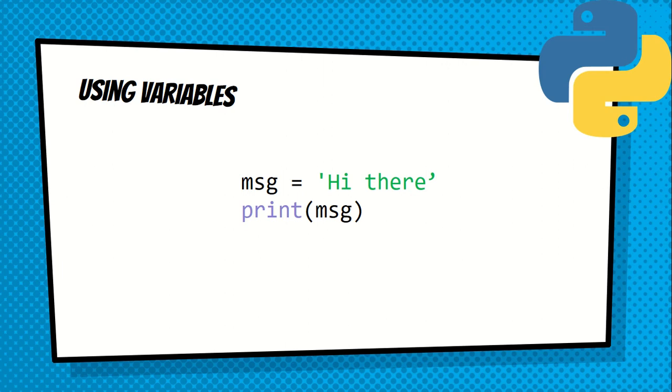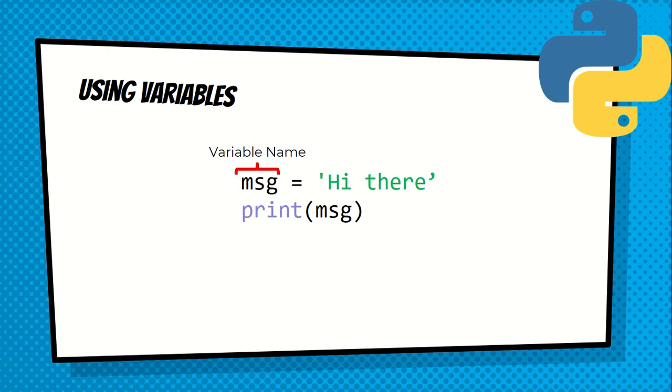So here we have some code where we've got something funny looking called MSG, and it's got equals, hi there, and then we're printing something, and in brackets we've got that MSG. Okay, let's see if we understand that code a little bit. Well, MSG is just the name of a variable.